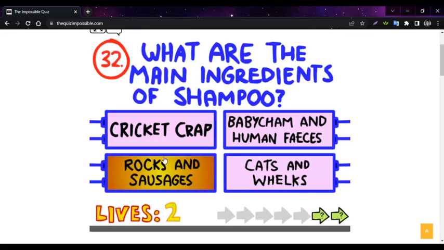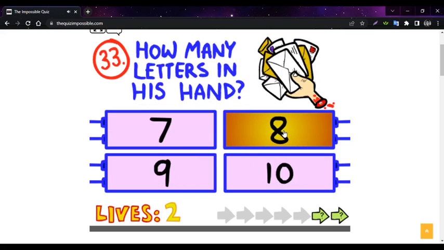What are the main ingredients in shampoo? Cats and whelks? Rocks and sausages? Cricket crap? Baby cham and human faces? I honestly would think it's rocks and sausages or cricket crap based off of this game, but it's baby cham and human faces.